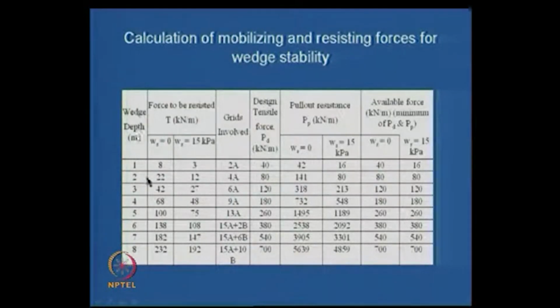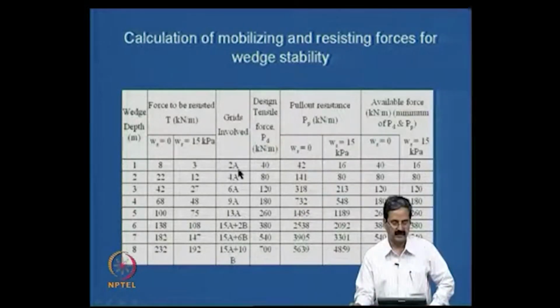Wedge depth, you have wedges at different depths 1, 2, 3, 4, 5, 6, 7, 8 meters, and force to be resisted, total force that you have to resist will be, if it is 0 surcharge is 8, and if it's surcharge is 3. So you calculate all these numbers. This is all the force to be resisted by the members. Then the geogrids, like I just mentioned, you have to just put some numbers here, in the sense that if I have two geogrids, A and B, and you have A geogrid is 20 kilonewtons, so I put 2, 40, and this is one number.